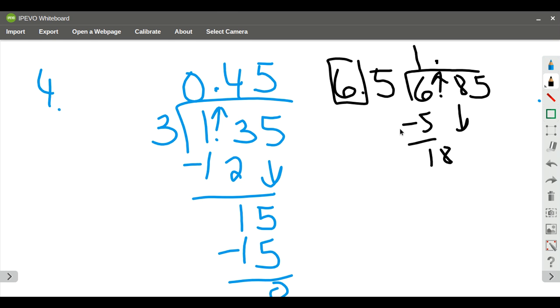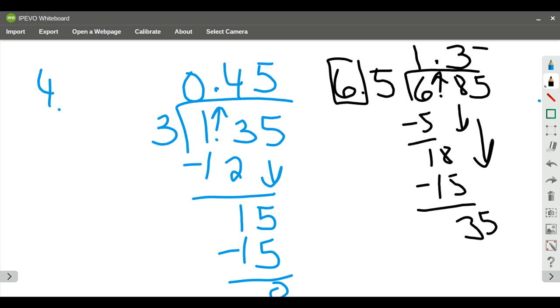I look at how many times 5 goes into 18. 5 goes into 18 3 times. 5 times 3 is 15. So I'm going to write 15 underneath. I'm going to subtract. And then I bring down my 5. 5 goes into 35 7 times. So 5 times 7 is 35. And I have 0 left over. So that's how we're going to use that standard algorithm, remembering really to bring up that decimal into your quotient, and then you treat it like regular division.